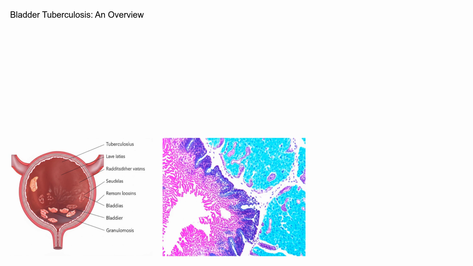The prevalence of bladder TB varies depending on the overall prevalence of tuberculosis in a given region. It is more commonly seen in areas with high rates of pulmonary tuberculosis, particularly in developing countries. People with weakened immune systems, such as those with HIV/AIDS, diabetes, or those undergoing immunosuppressive therapy, are at a higher risk of developing bladder tuberculosis.